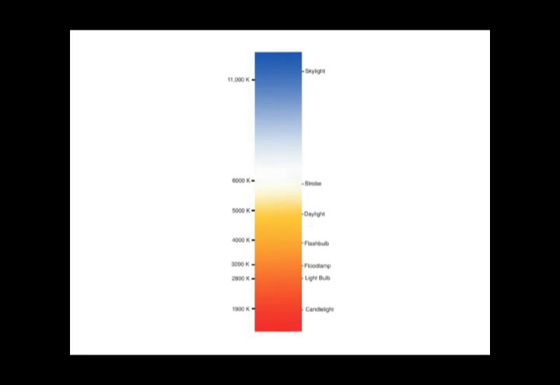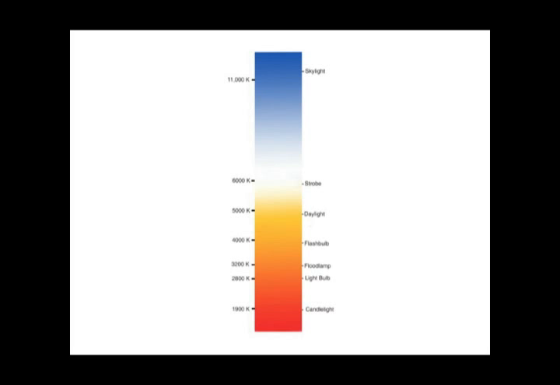Although light looks white to our eyes, our brain has corrected the light so that the color cast isn't apparent. Light is actually capable of being a great range of temperatures, and these are measured using the Kelvin scale. You can see here the range from reddish yellow of candlelight at 1900 Kelvin to the blue light of daylight, which ranges from 5500 to 11,000 Kelvin, depending on time of day, time of year, and atmospheric conditions.